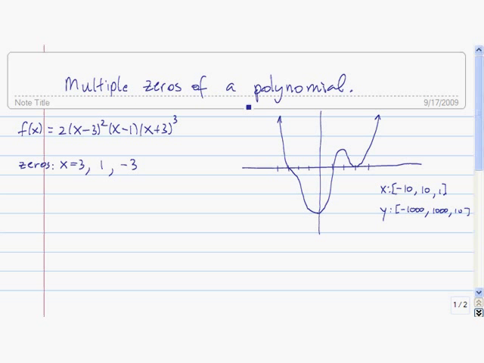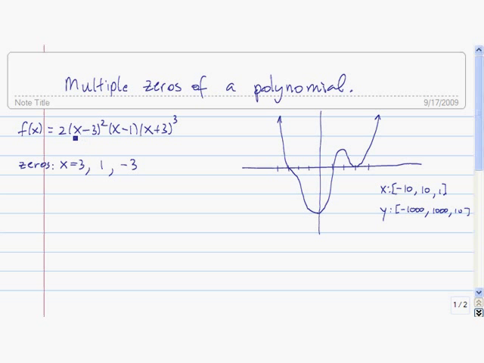So I'll talk about multiple zeros of a polynomial and what happens to the graphs of polynomials at those zeros. So here I have this function. It's a polynomial in completely factored form. The zeros of it are 3, 1, and -3 because those are the three values that make the function equal to 0.